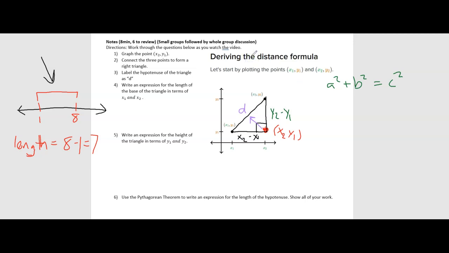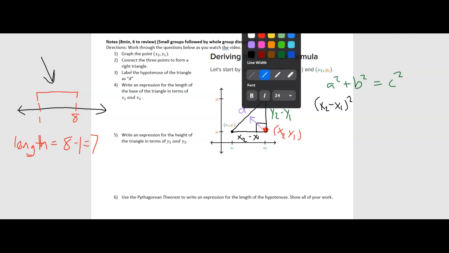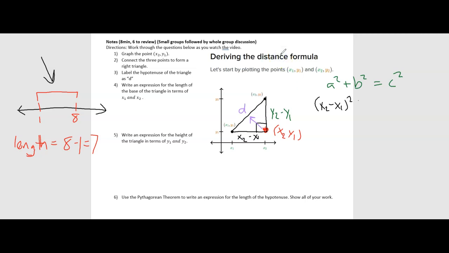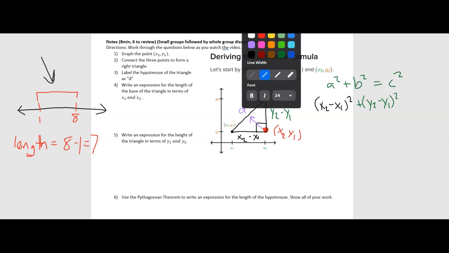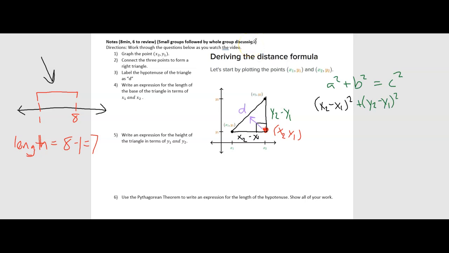Well, for one of my legs, I have x2 minus x1 quantity squared. For my other leg, I have y2 minus y1 quantity squared. And for my hypotenuse, that is d, so d squared.